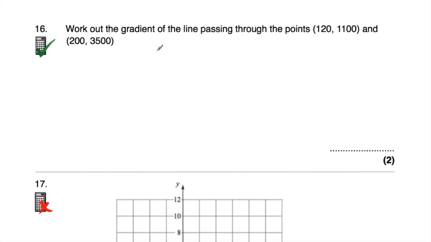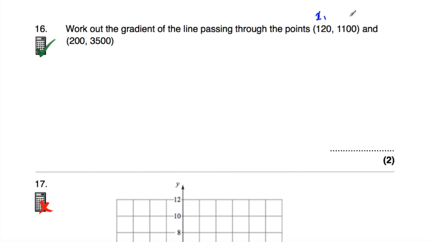Okay, it's question number 16. We've been asked to work out the gradient of the line that passes through the points 120, 1100, and 200, 3500. This time I'm going to use the formula. I could do sketches if I wanted to and sketch where those points would be: 120, 1100 there somewhere, and then 200, 3500, further to the right and further up, and then join them up.